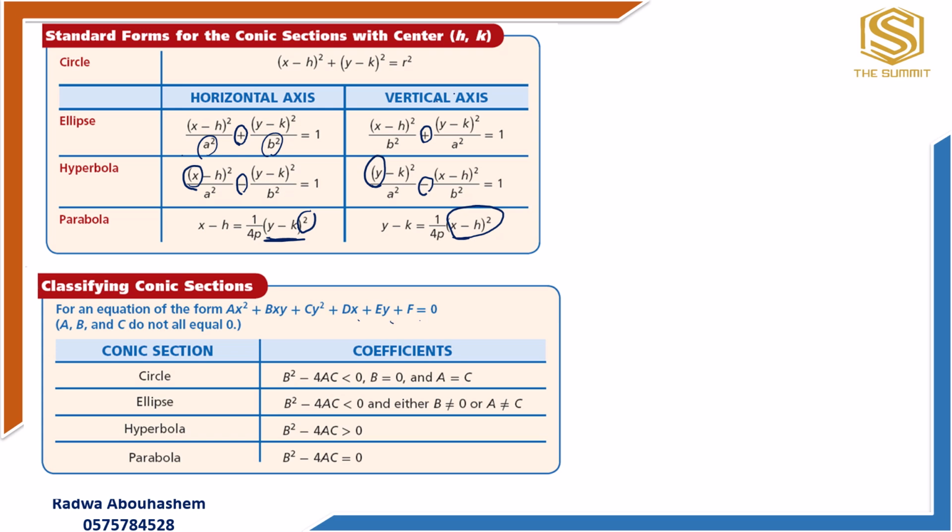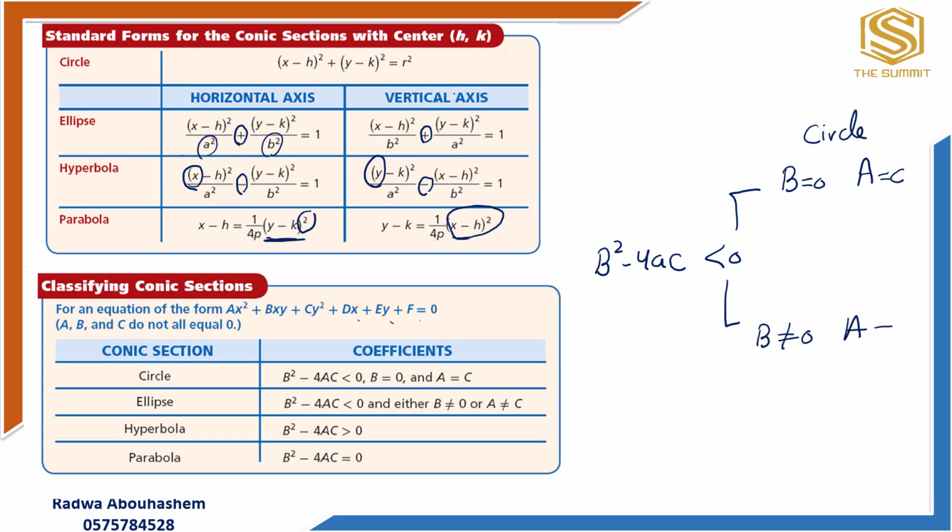So we have something called the discriminant, b power 2 minus 4ac. We have many cases for it. If it's smaller than 0, you have two cases. If the coefficient b equals 0 and the coefficient a equals c, this one is a circle. If the coefficient b does not equal 0 and a does not equal c, it's an ellipse.